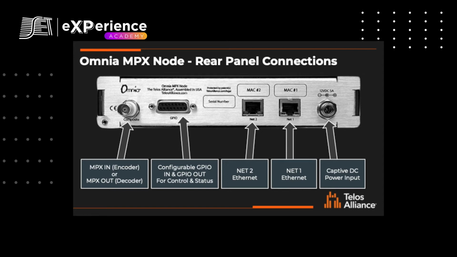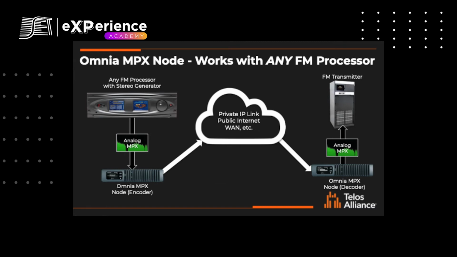The Omnia MPX node works with any FM processor. It does not have to be an Omnia processor. Any processor that puts out analog MPX can go into the Omnia MPX node. The Micro-MPX data signal is carried over the public internet or a private IP link to the transmitter site, where the decoder node decodes it and takes it to the transmitter.